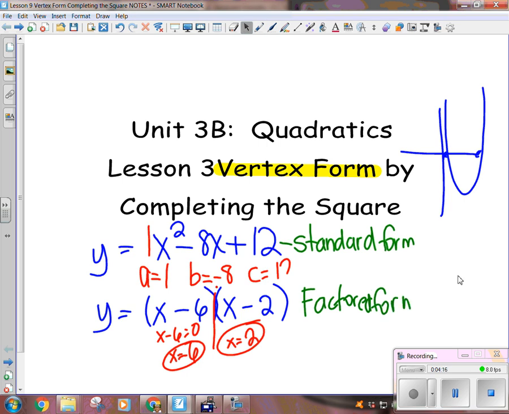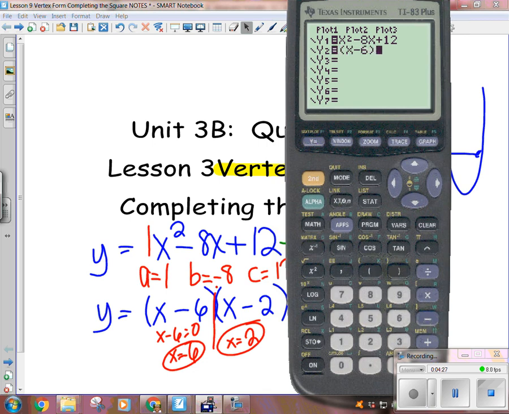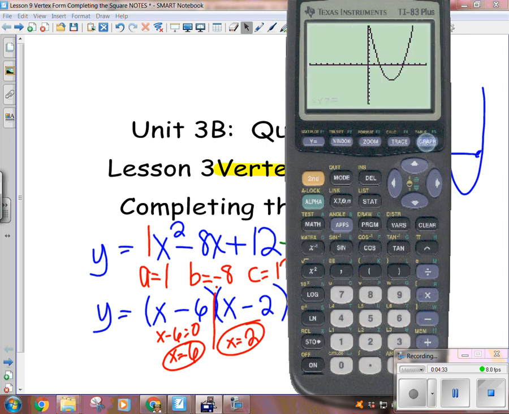Now, is that the same equation? Are these two basically the same equation? No? You don't believe me? Imagine that. What if I put the second equation in y2, and it was x minus 6, close it, and parentheses x minus 2, and close it. Here we go. Here's the second one, and boom, it's there. Did you see it? Where is it? They're the same thing. Are you getting what I'm saying? Do you agree that this version of the equation and this different version of the equation are basically the same one?